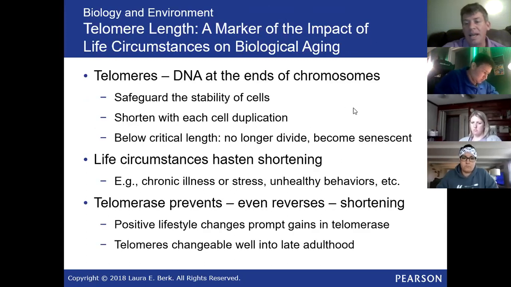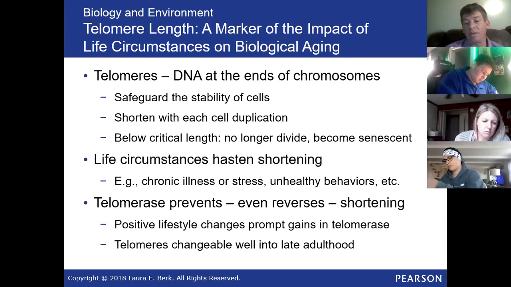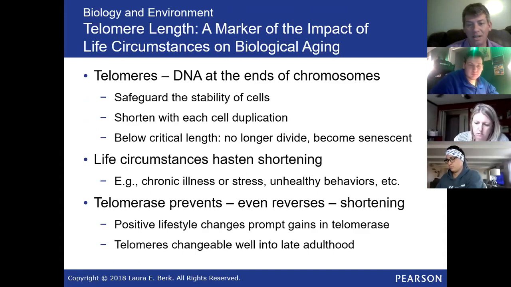So, the ends of our chromosomes, the telomeres, they safeguard the stability of the cells. They shorten with each cellular replication. Once they reach below the critical length, they're no longer able to divide, and as a result, the cells become inactive or senescent. Life circumstances can hasten our aging, for example, chronic illness or chronic stress, unhealthy behaviors like drugs.